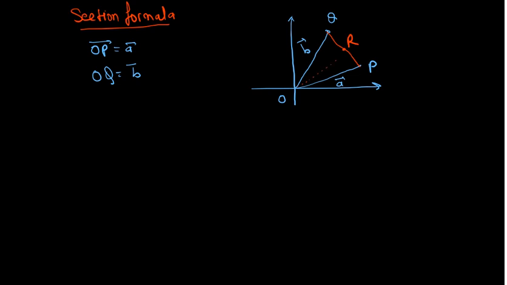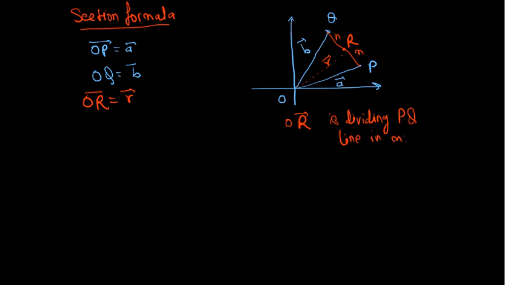That means OR vector is equal to r vector. So we have to calculate the position vector of r, which is dividing this PQ line in m is to n ratio. Okay, so point R, or I can write OR, is dividing the PQ line in m is to n ratio. So the PQ line is being divided by OR in m is to n ratio. Now we have to calculate this r vector.